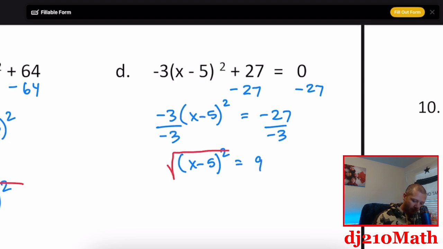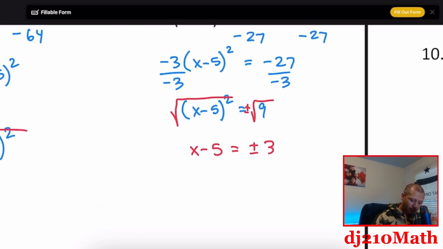So taking a square root of both sides, we get x minus 5 is equal to plus or minus square root of 9. That's a perfect square, so 3. Isolating x, plus 5, plus 5. Again, we have two values, positive 3 plus 5, negative 3 plus 5. So x is equal to positive 3 plus 5, which is 8, or x is equal to negative 3 plus 5, which is 2.